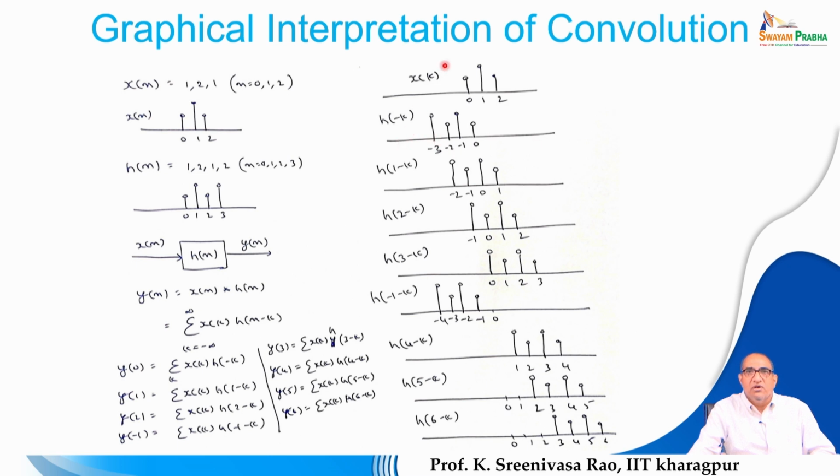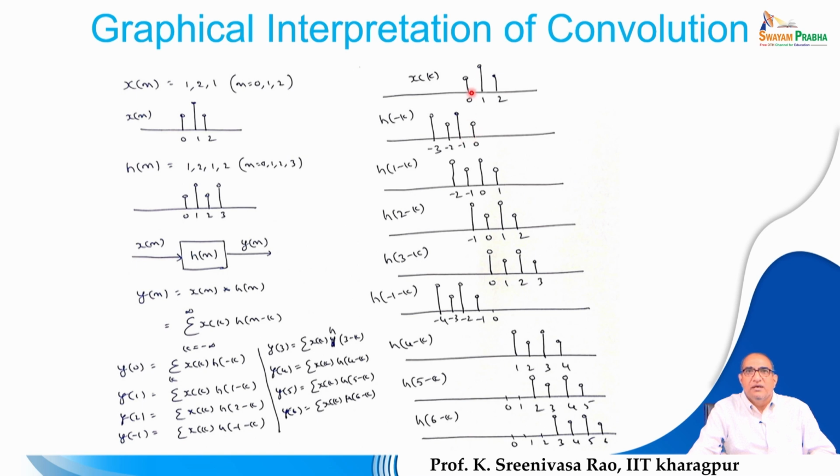So, when you take a product of these two, it is nothing but the overlapping of these two sequences, which results in the value, and the remaining places result in 0, because h of minus k is not present at 1 and 2, and similarly x of k is not present at negative values. Therefore, the product of x of k and h of minus k results in whatever the overlap in the sequences is.